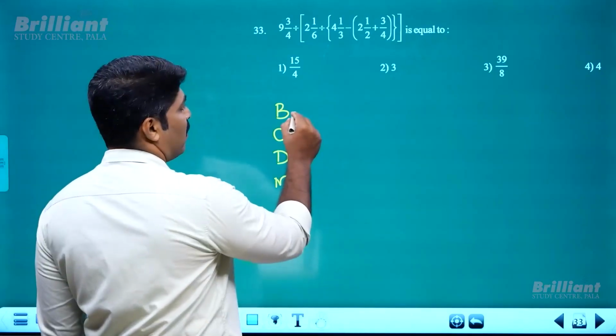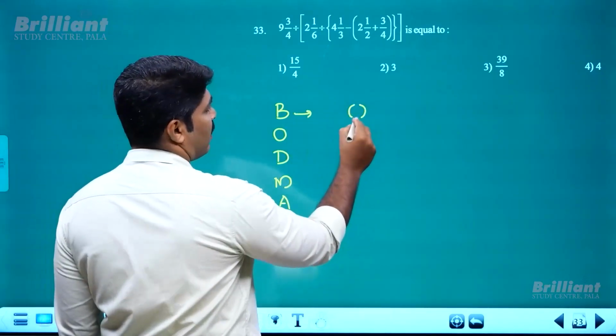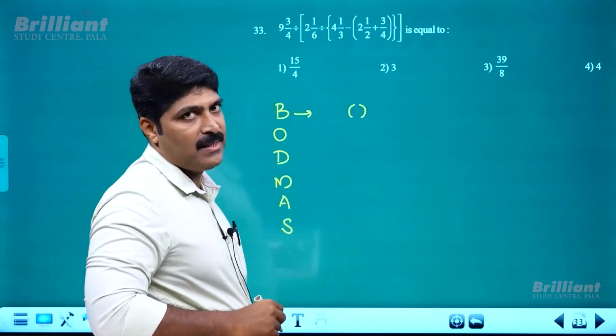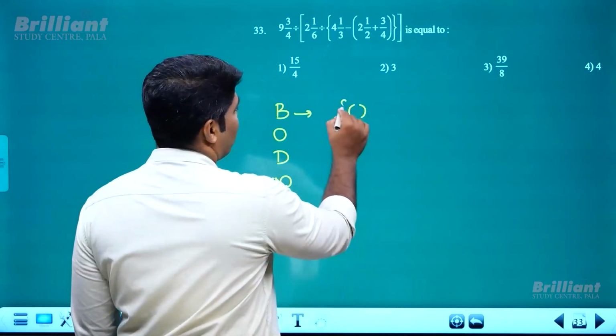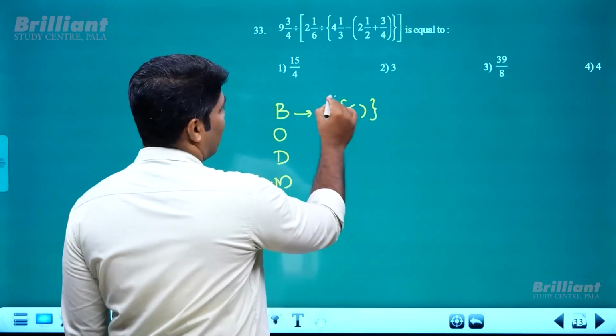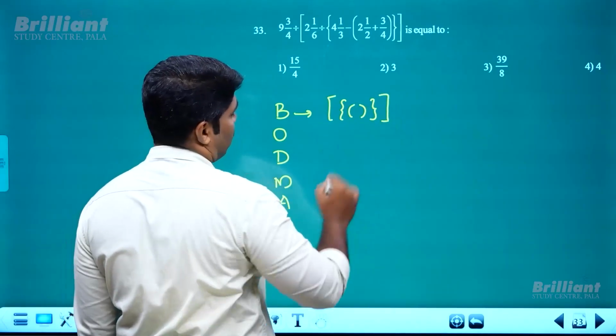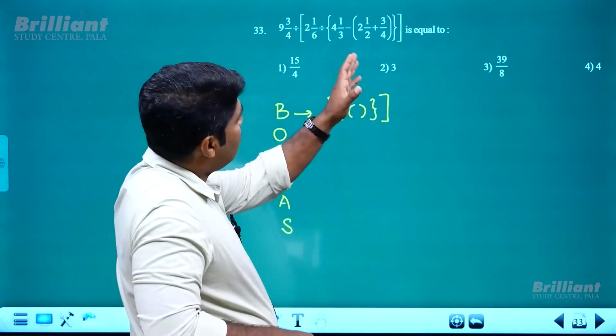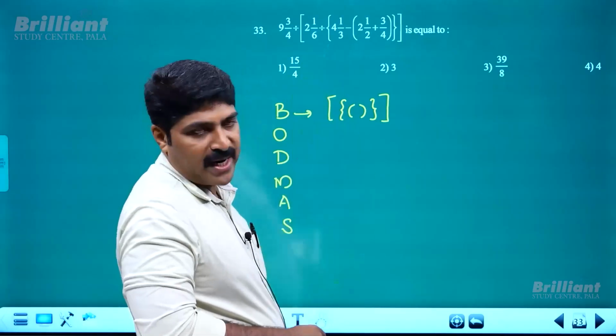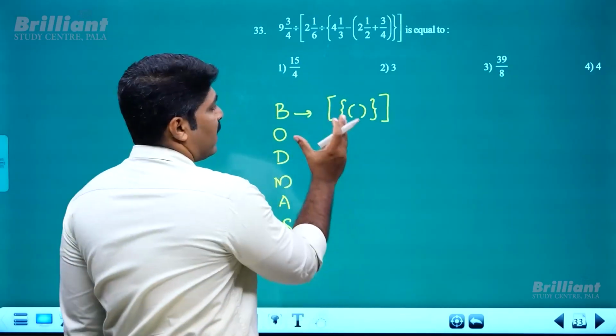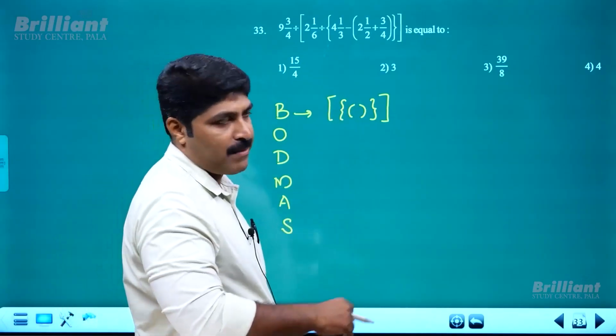So B stands for brackets. Which type of brackets are they? The first one is an open bracket. The second one is a curly bracket. And the third one is a closed bracket. So in this question, all the types of brackets are used: open bracket, curly bracket, and closed or square bracket.